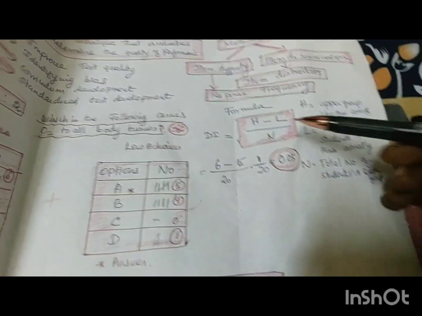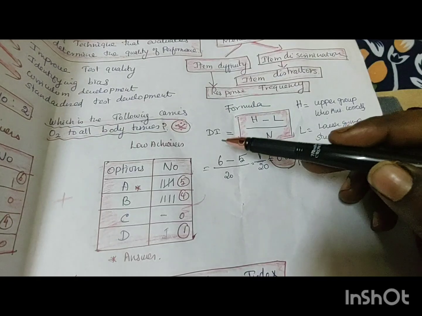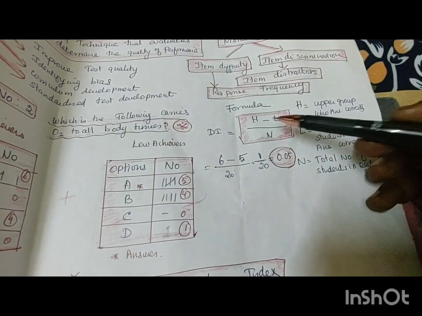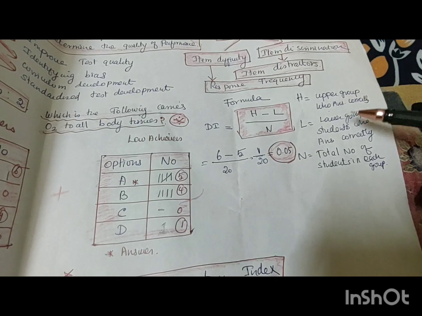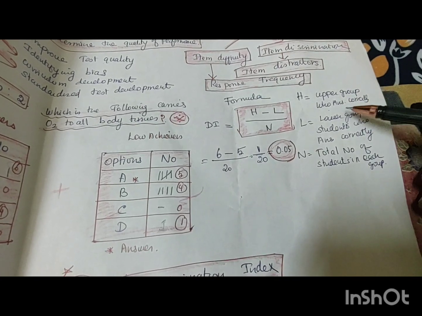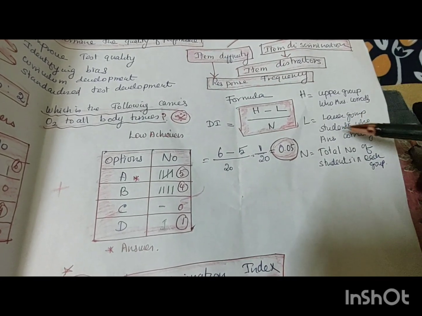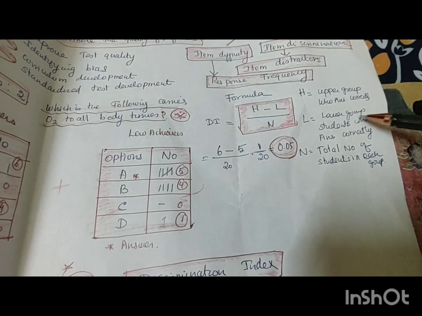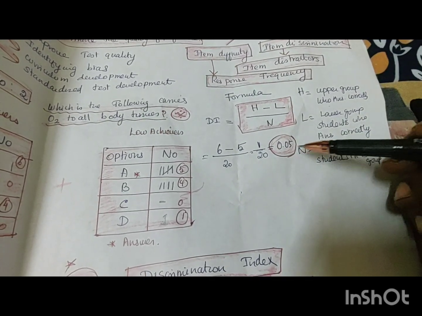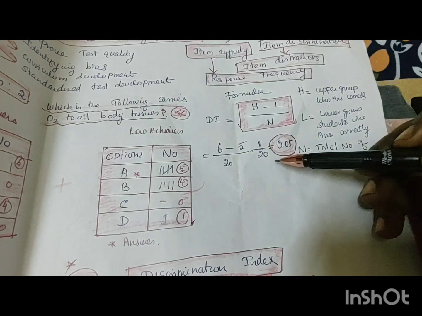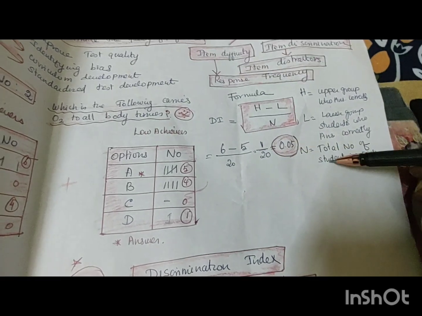Next we will see the formula for the discrimination index. DI equals H minus L divided by N. What is this? H is the upper group, who answered correctly, and L is the low achiever group students who answered correctly. You have to subtract it. So 6 minus 5 divided by 20 is 0.05.